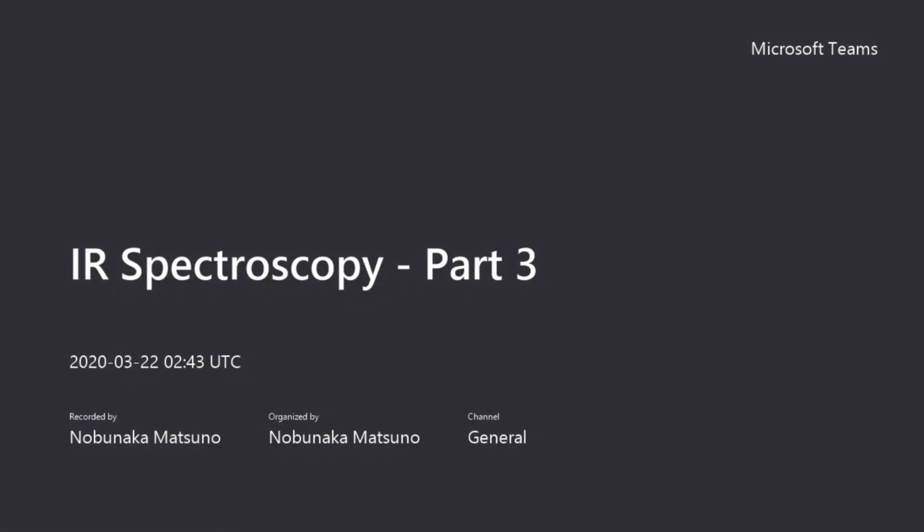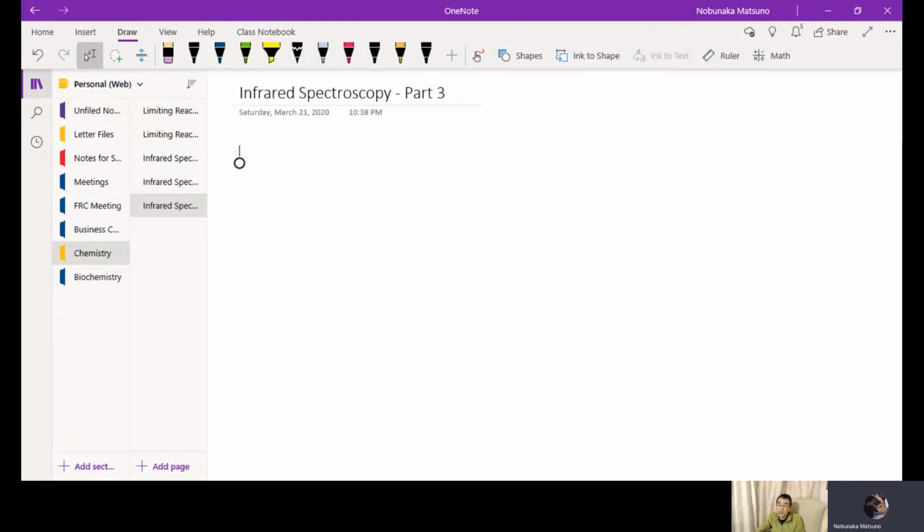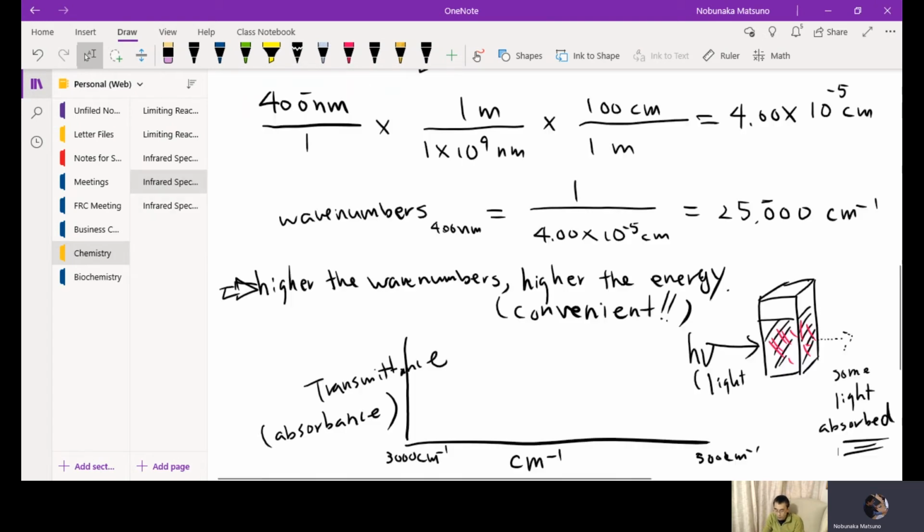The third part of the infrared spectroscopy. Earlier I mentioned that energy has to go somewhere. So you have your sample, your molecules in this box, and the light comes through, and the light is absorbed, and that absorbed energy has to go somewhere and has to do something. That energy is used to actually vibrate the molecule. So this is what happens.